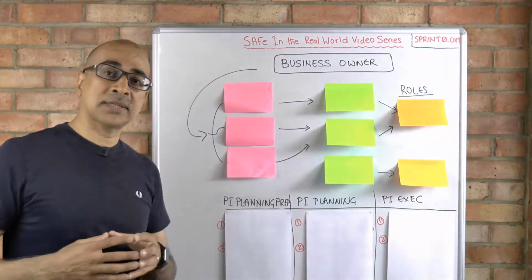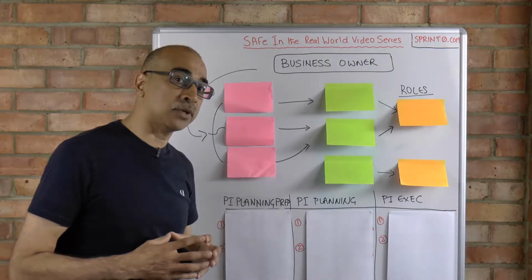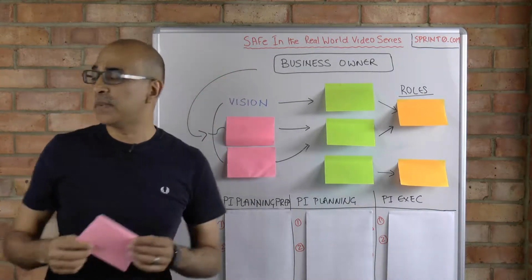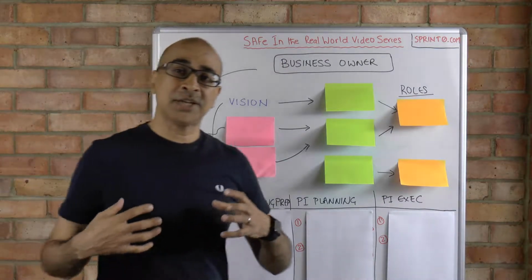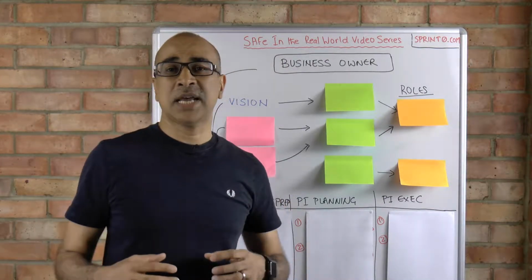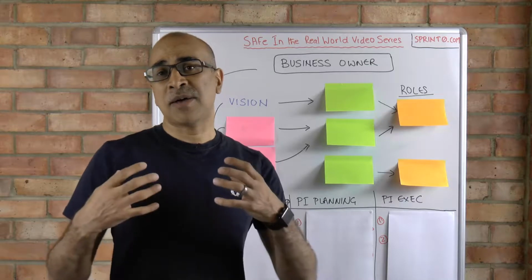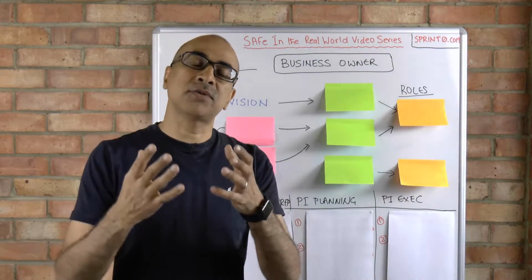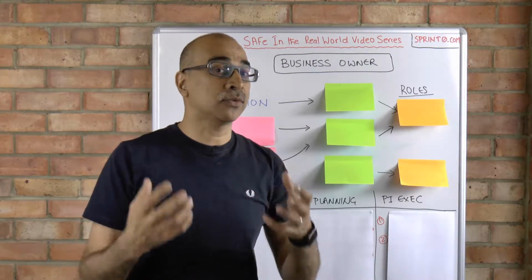So the first thing that somebody who picks up the duties for the business owner role will need to do is be involved in the overall vision. So they'd be involved in understanding the overall business vision, understanding how that disseminates and how that crystallizes into the vision for the Agile Release Train as well.